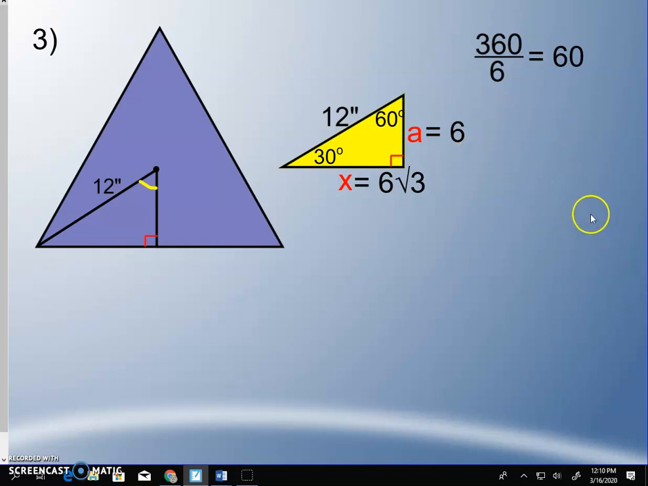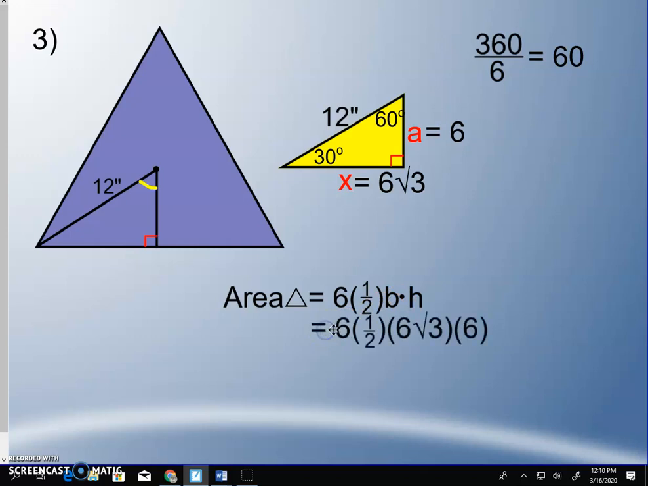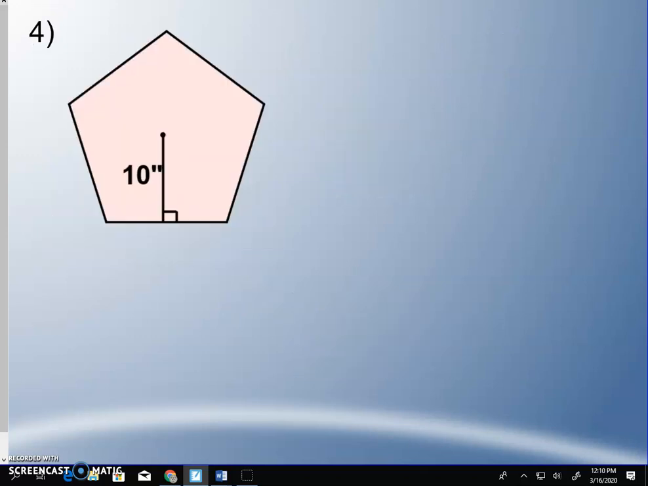We don't need to use trigonometry if it's a special right triangle, and we lucked out getting a special right triangle. So my formula, area, is going to be 6 of these yellow triangles, 6 times a half base times height. Plug the numbers in, do the math. Let's look at another problem.